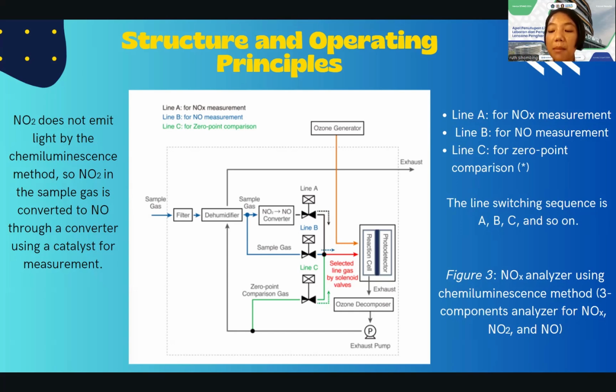And then, to ensure stable and reliable measurement over the long term, a 0-point comparison gas with no NO content is periodically flowed into the reaction cell, and the 0-point is constantly monitored to reduce 0-point drift. The 0-point comparison gas uses an exhaust gas without NO from the reaction cell, so there is no need for specialized equipment for this gas generation.